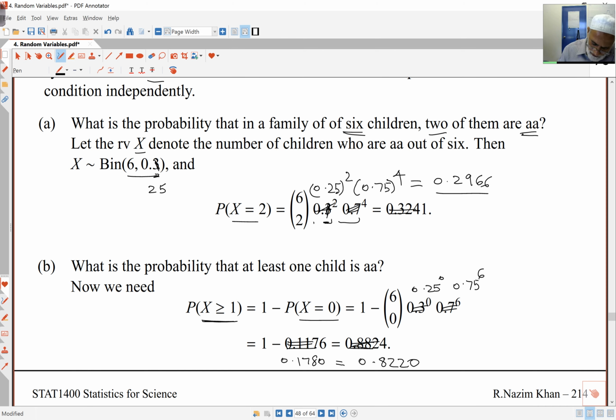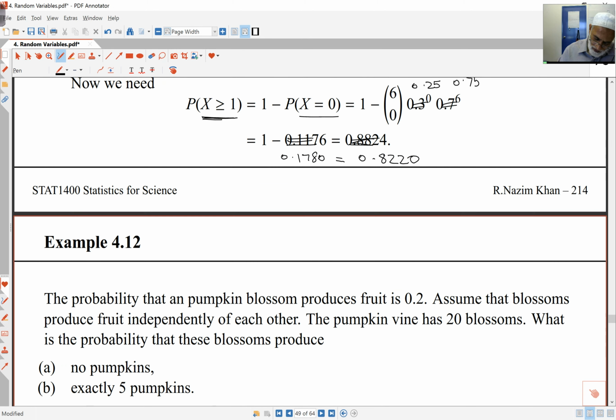So usually you'll find this happening quite often. If I have something like this, I can look at the complement instead. It's either bigger than or equal to 1 or 0. In other words, either some children have it or none have it, and those two add to 1. So to work out at least some have it, I can take off from 1 that none have it. That's a common thing that we often do.